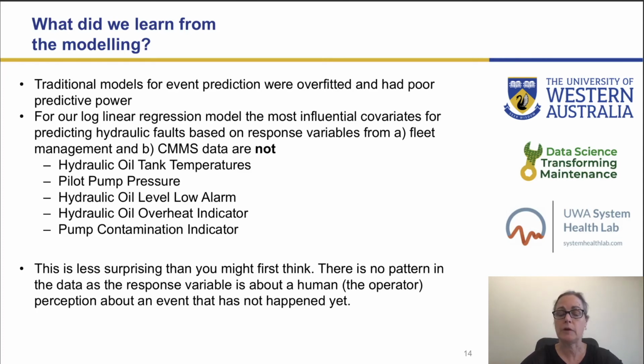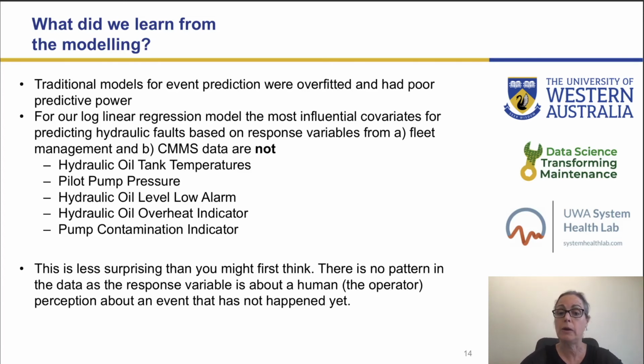For our log linear regression model, the most influential covariates for predicting hydraulic faults, based on the response variables from, firstly, the fleet management, and secondly, the CMMS data, are not what we expected. Hydraulic oil temperature tank, pilot pump pressure, hydraulic oil level low alarm, overheat indicator or pump contamination indicators did not feature prominently as influential covariates. This is less surprising than you might first think.